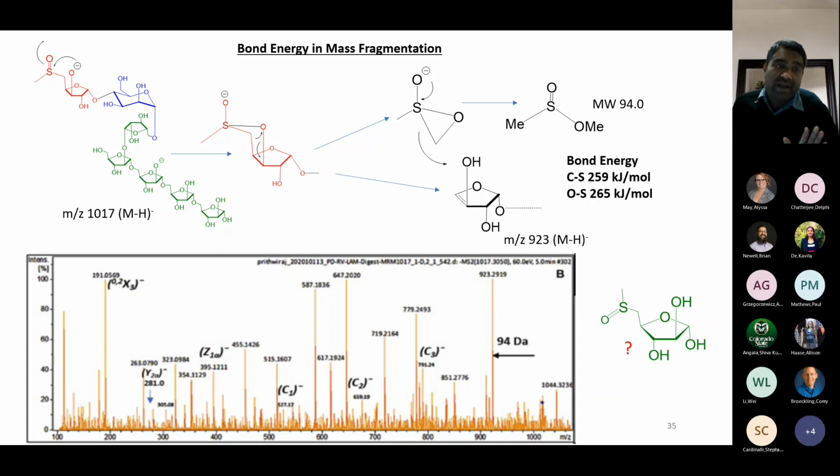Yes, this is not directly sugar fragmentation, but it is fragmentation involving a sugar. Now, a question is: if it was arabinose with sulfoxide, would the same fragmentation happen? No, because this bond is rotationally restricted, and this is on the opposite side. So this octalene formation cannot happen.